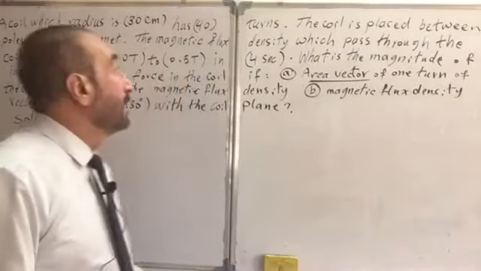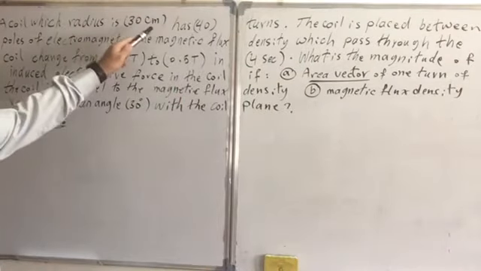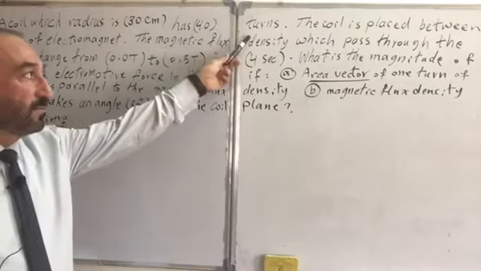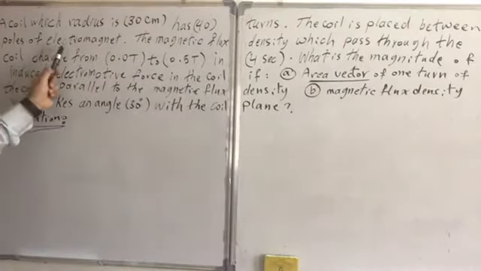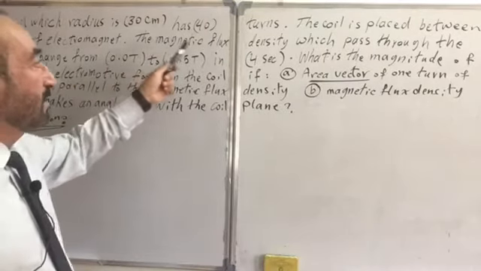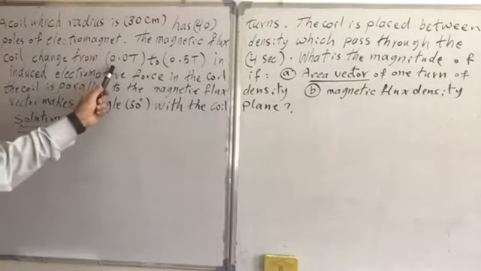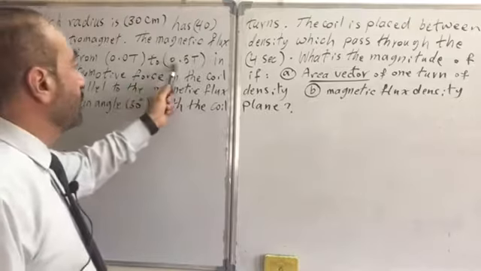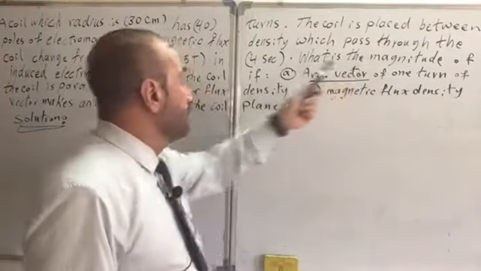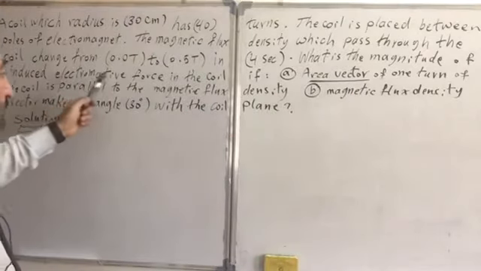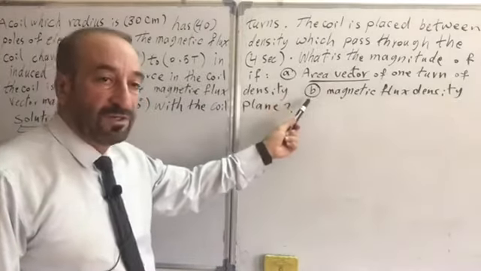The question is: a coil whose radius is 30 centimeters has 40 turns. The coil is placed between the poles of an electromagnet. The magnetic flux density which passes through the coil changes from 0.0 Tesla to 0.5 Tesla in 4 seconds. What's the magnitude of the induced electromotive force in the coil if we have two conditions?